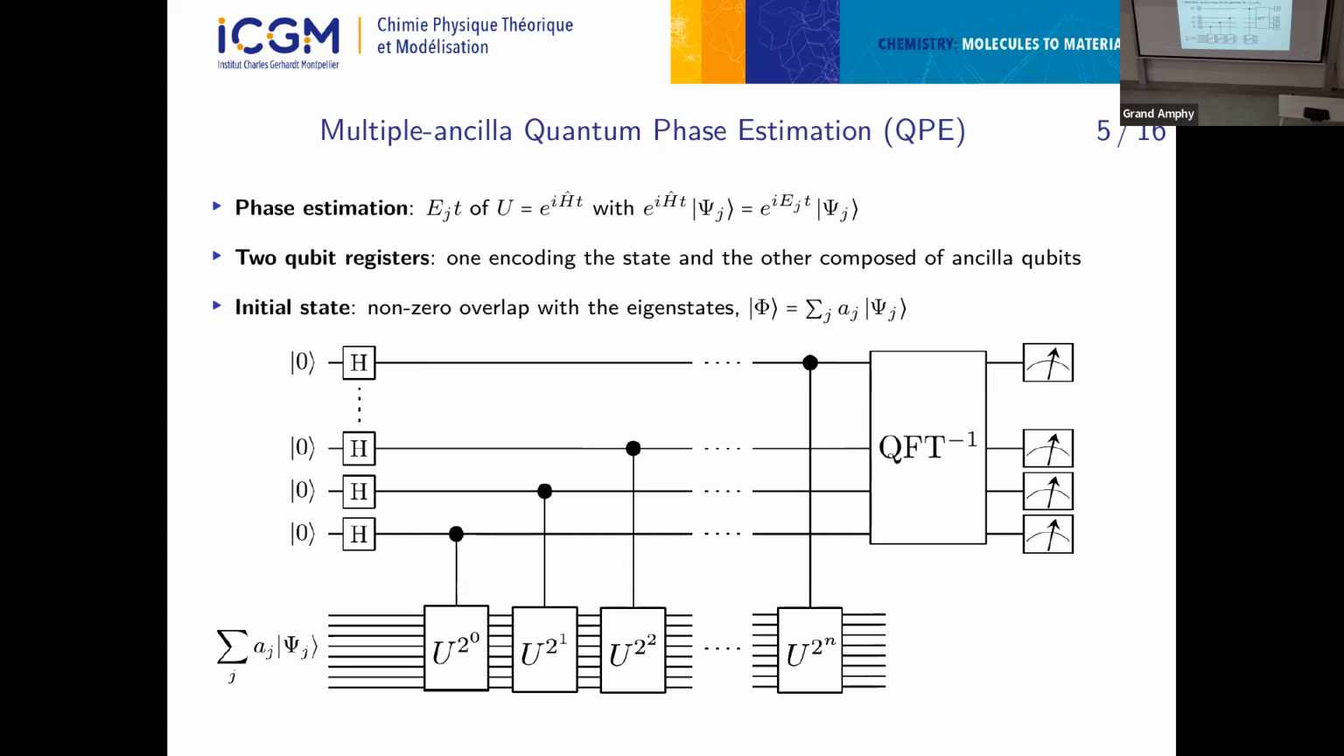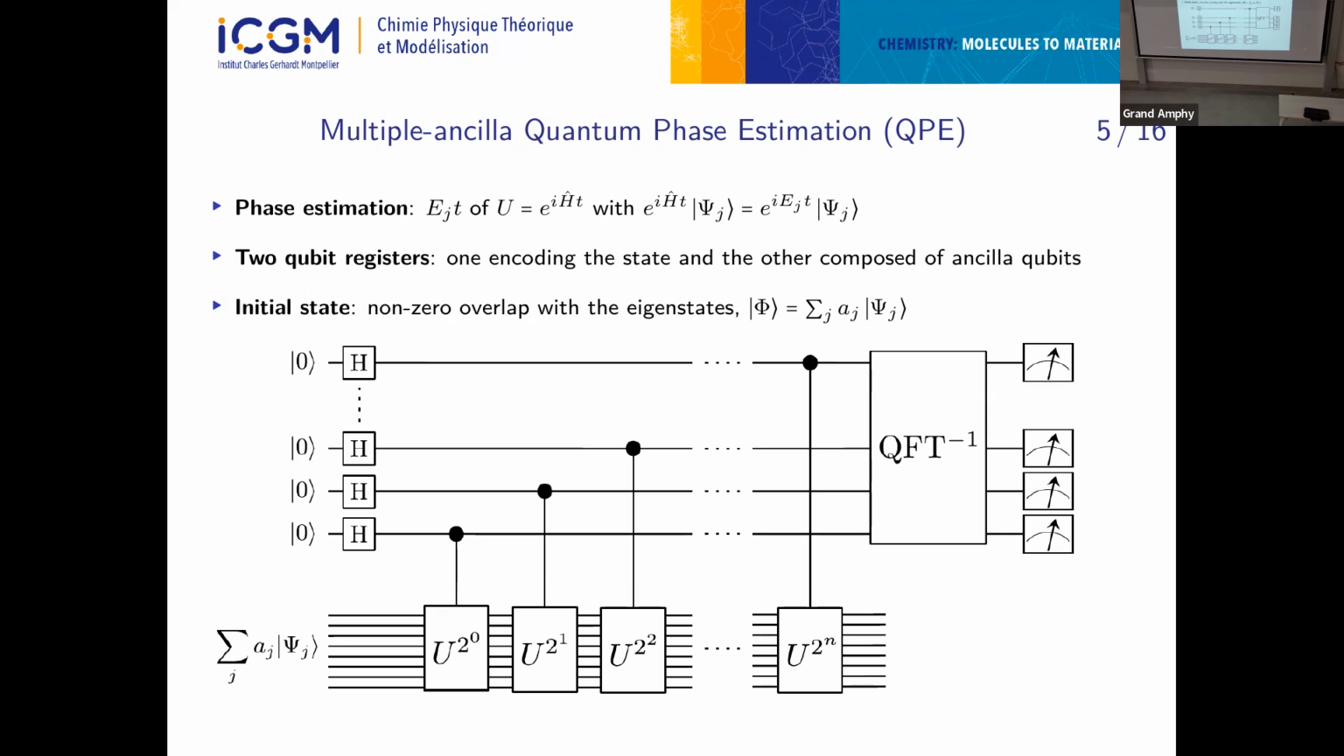So this algorithm works in two parts. We have two registers of quantum bits. One is called the ancilla register, and the other one encodes the problem. So if you have n spin orbitals, here you will have n qubits. And the ancilla register will allow you to measure the energy with a given accuracy. The more ancilla qubits you have, the more accurate you will be.